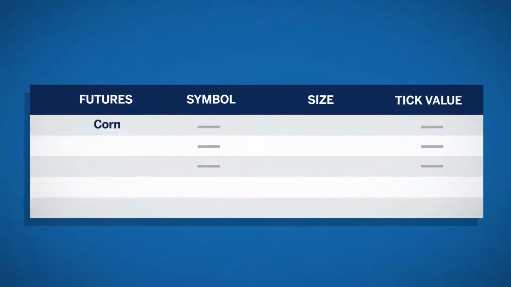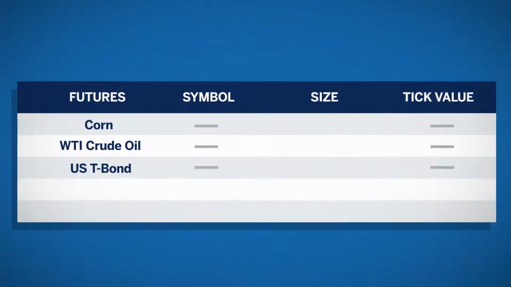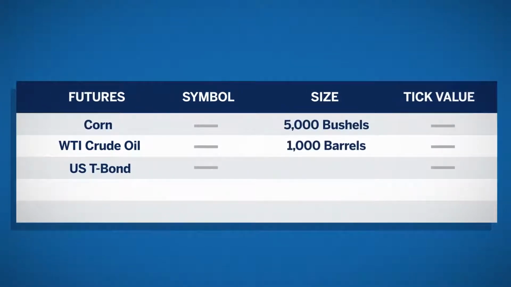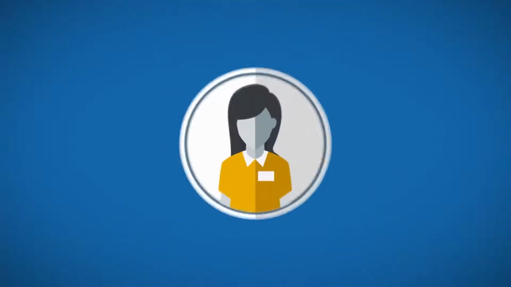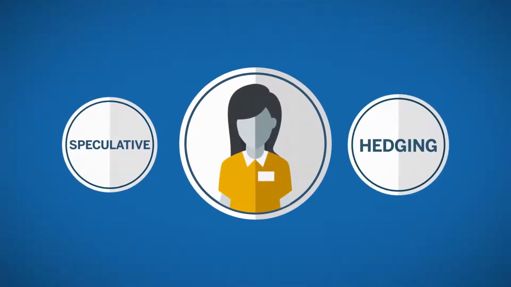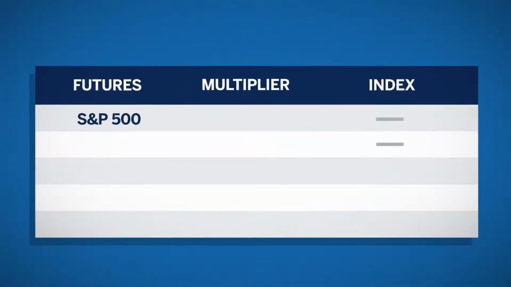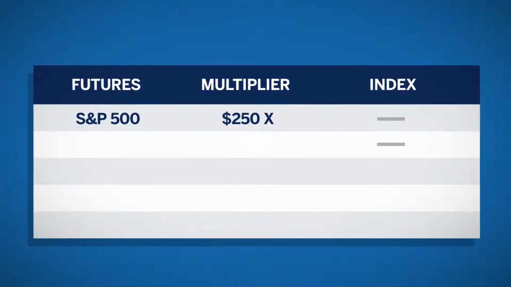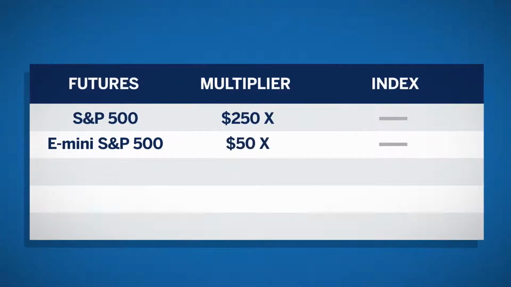Each futures contract specifies the quantity of the product delivered for a single contract, also known as contract size. For example, 5,000 bushels of corn, 1,000 barrels of crude oil, or treasury bonds with a face value of $100,000 are all contract sizes as defined in the futures contract specifications. The exchange defines the contract size to meet the needs of the market participants. For example, participants who wish to take a speculative or hedging position in the S&P 500 futures contract but cannot risk the exposure of that size contract, 250 times S&P 500, can instead use the E-mini S&P 500 futures contract to gain the exposure, 50 times the S&P 500 index.